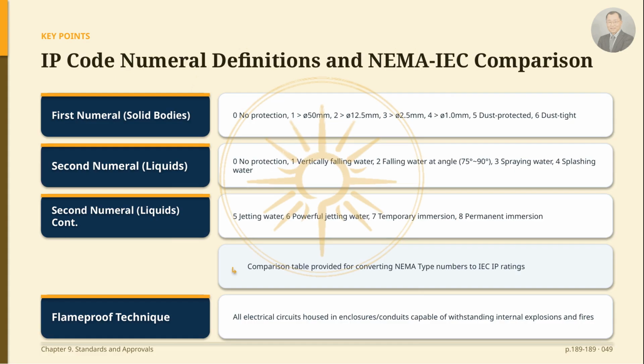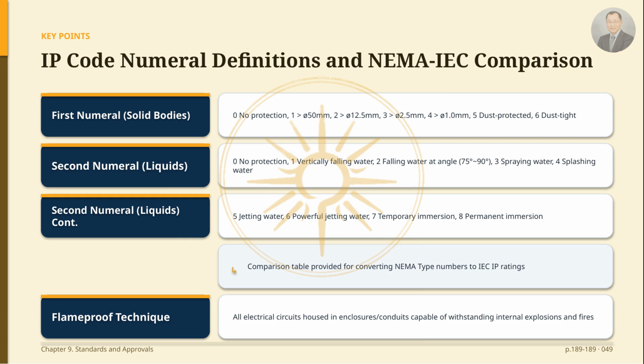Now, I would like to introduce the definition table for IP code numerals and a detailed comparison between NEMA and IEC enclosure ratings. First, the first numeral represents protection against solid bodies. 0 means no protection, 1 is protection against objects greater than 50 millimeters, 2 is for objects greater than 12.5 millimeters, 3 is for objects greater than 2.5 millimeters, 4 is for objects greater than 1 millimeter, 5 is dust protected, and 6 means dust tight.